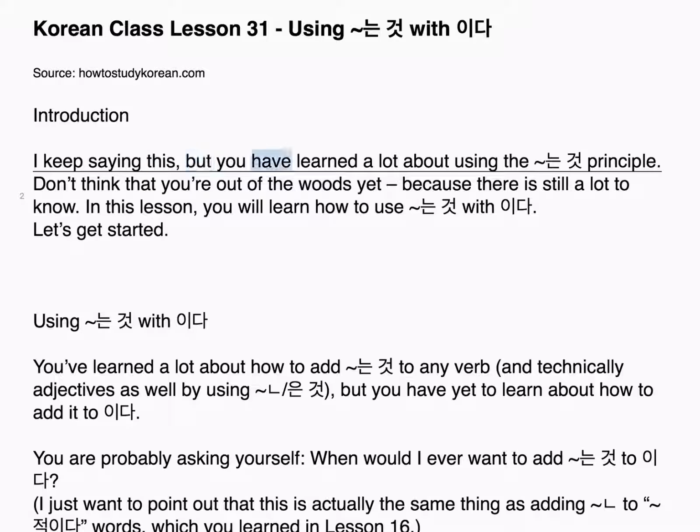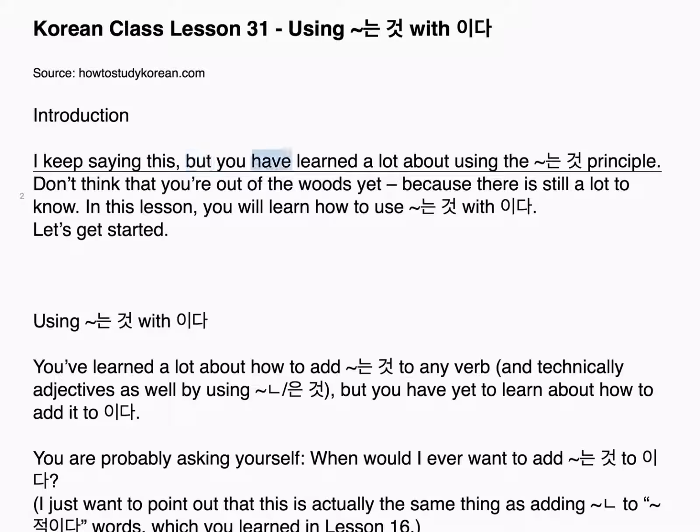Using 는 것 with 이다. You've learned a lot about how to add 는 것 to any verb, and technically adjectives as well. But you have yet to learn how to add it to 이다. You are probably asking yourself, when would I ever want to add 는 것 to 이다? I just want to point out that this is actually the same thing as adding ㄴ to 이다 words, which you learned in lesson 16.